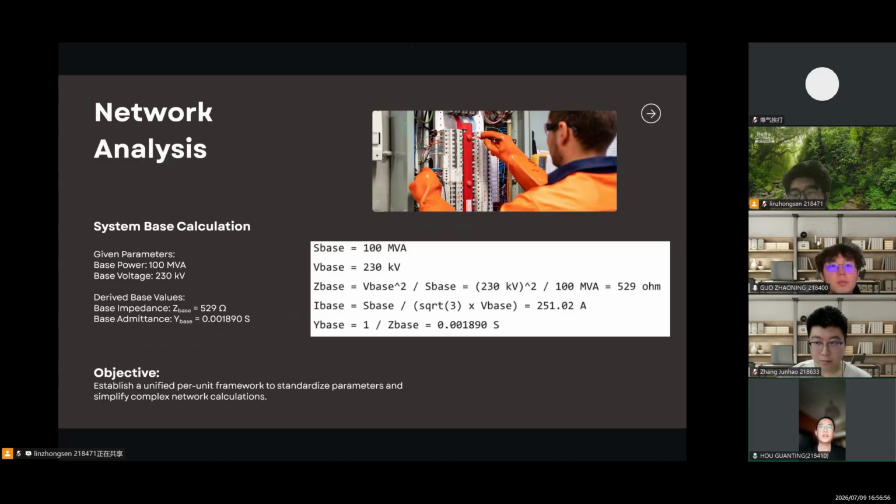Step 1 is the base calculation. We use the given 100 megavolt-amperes and 230 kilovolts. From this, the base impedance is 529 ohms, and the base admittance is 0.001890 Siemens. This creates a unified framework. It standardizes parameters and simplifies our calculation.